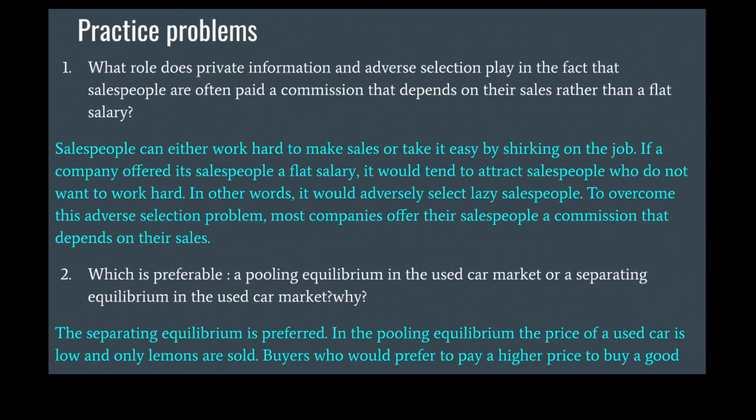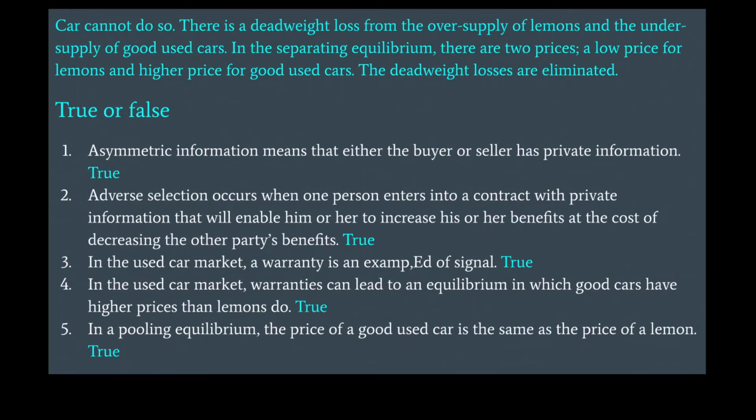Which is preferable, a pooling equilibrium in the used car market or a separating equilibrium in the used car market? Why? The separating equilibrium is preferred. In the pooling equilibrium, the price of a used car is low and only lemons are sold. Buyers who would prefer to pay a higher price to buy a good car cannot do so. There is a deadweight loss from the oversupply of lemons and the undersupply of good used cars. In the separating equilibrium, there are two prices, a low price for lemons and a higher price for good used cars. The deadweight loss is eliminated.